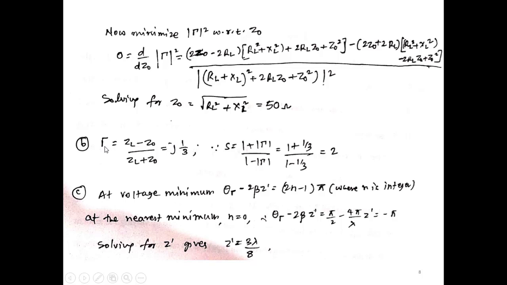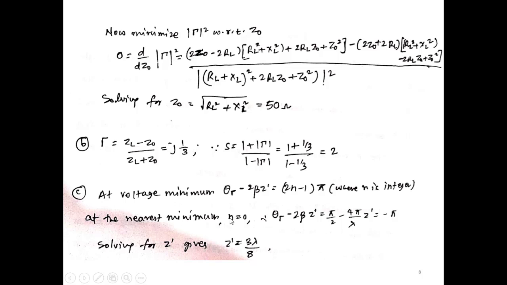Here, gamma is the reflection coefficient of the load, and S is given by (1 plus the reflection coefficient) divided by (1 minus the reflection coefficient). If we substitute, the magnitude is 1 by 3. So 1 plus 1 by 3, whole divided by 1 minus 1 by 3. Simplify, we get 2. So at voltage minimum, that is theta gamma minus 2 beta z dash is equal to (2n minus 1) pi, where n is an integer.